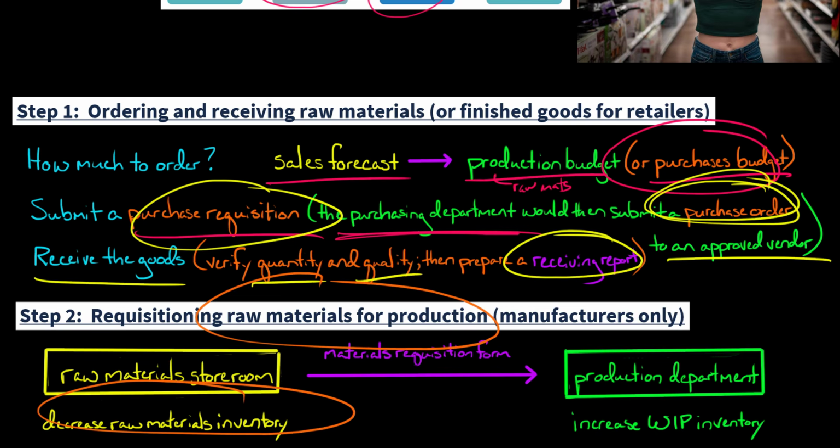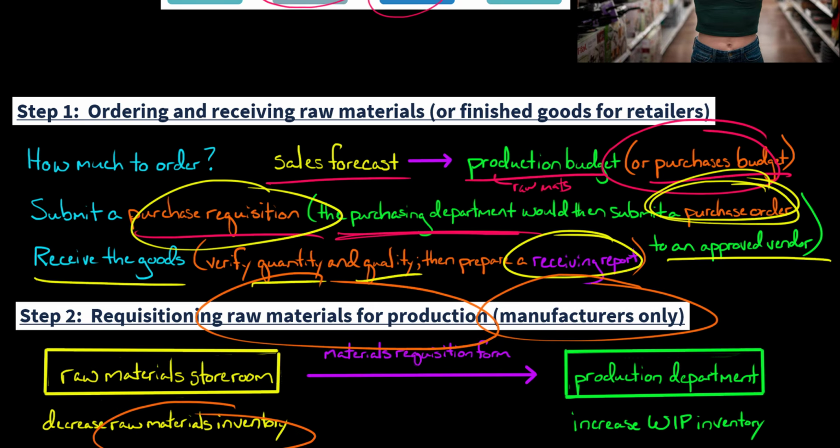And again, this would just be a manufacturer because a retailer does not have raw materials inventory. They have a finished product that they bought from a manufacturer. So remember, manufacturers have three types of inventory. They start with raw materials inventory when they receive the raw materials that we talked about before, the receiving report and so forth. But then once they start working on the raw materials, they start doing some work to it, right?